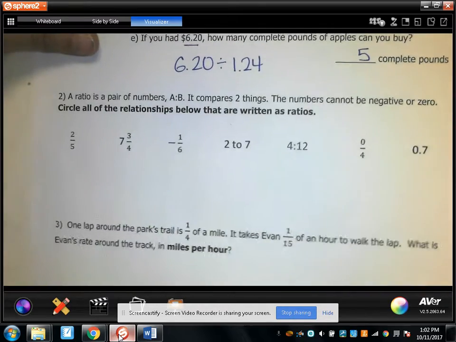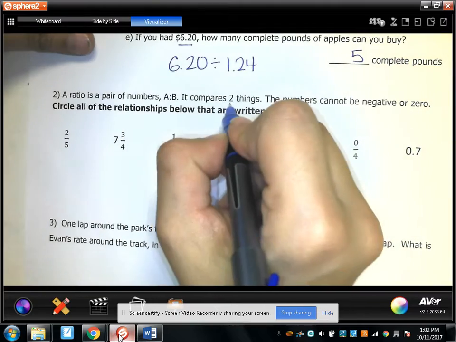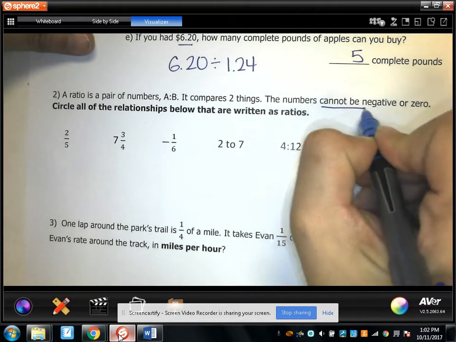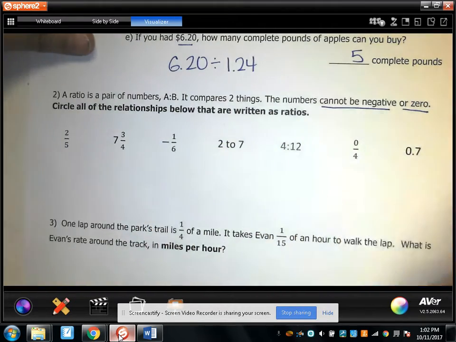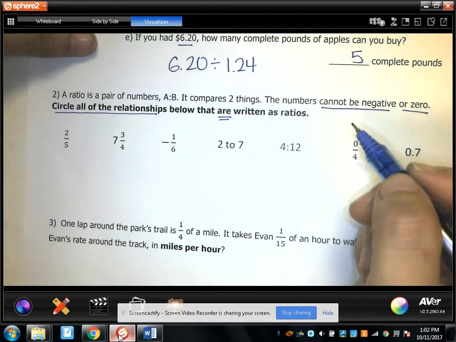Next, let's talk about ratios. A ratio is a pair of numbers A to B. It compares two things. The numbers cannot be negative or 0. Circle all the relationships that are written as ratios.